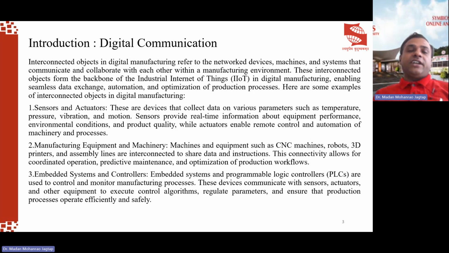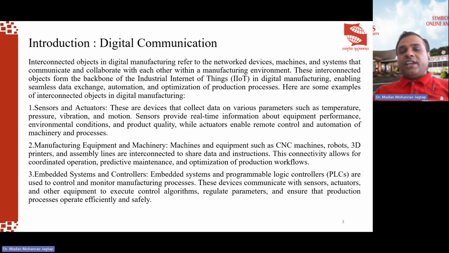When we have data from the sensors, we can give some instruction to the actuator, like feedback, and it will do some work on that feedback. This is how sensors and actuators are connected: sensors collect data and actuators work on that data. That is the flow. Next, manufacturing equipment and machinery: machines such as CNC machines, robots, 3D printers, and assembly lines are interconnected to share data and instructions.